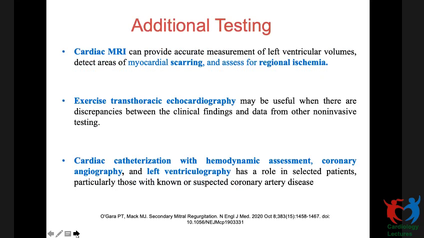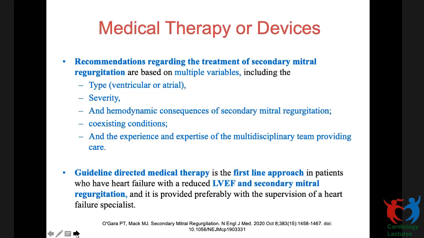Cardiac MRI can provide accurate measurement of left ventricular volumes, detect areas of myocardial scarring, and assess for regional ischemia. Exercise transthoracic echocardiography may be useful when there are discrepancies between the clinical findings and data from the non-invasive testing. And cardiac catheterization with hemodynamic assessment, coronary angiography, and left ventriculography has a role in selected patients, particularly those with known or suspected coronary artery disease.